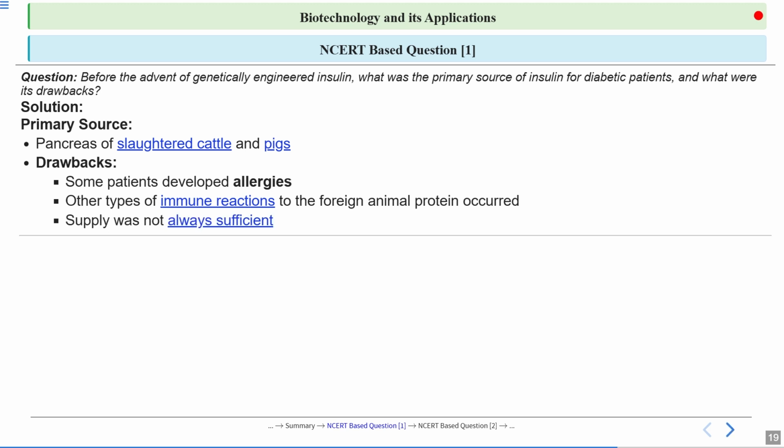As I said, what were the drawbacks when a patient used to take insulin from slaughtered cattle and pigs? First, some patients can have the tendency to develop allergies. Second, some patients can treat this animal protein as foreign material, and this foreign material is going to trigger the immune response. And even the supply was not always sufficient.